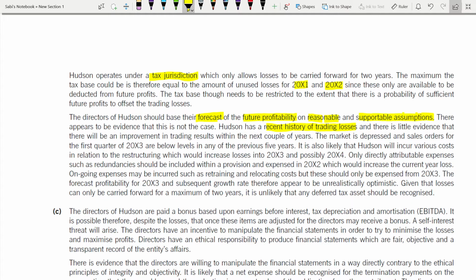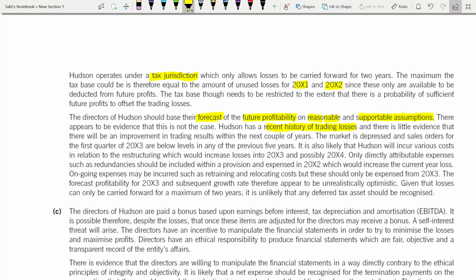And there's little evidence that there will be an improvement in trading results within the next couple of years. Exactly, when you have a history of trading losses for many years, for 5 years, do you think that if you tell someone that in the next year you're suddenly going to go from losses to a profit, it's reasonable? Does it make sense? I mean, come on. You should show evidence of how you're going to do that. Definitely, to have that profit takes time. It's not that for 5 years you're making continuous losses, and suddenly in the 6th year you start making profit. So very little evidence is there.